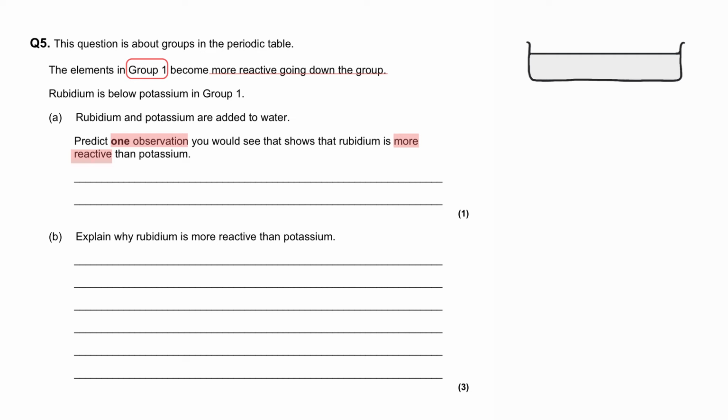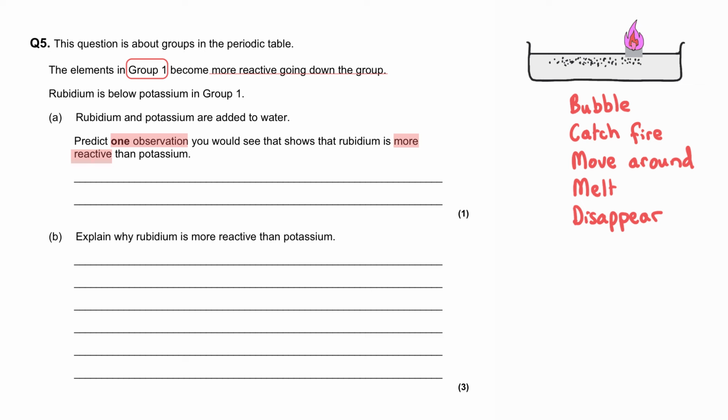Observations that we make during a chemical reaction are things that we would notice with our senses. And when you put the group 1 metals, the alkali metals, in water, they bubble, they possibly catch on fire, they move around, and they might get smaller and smaller and seem to disappear as they react.